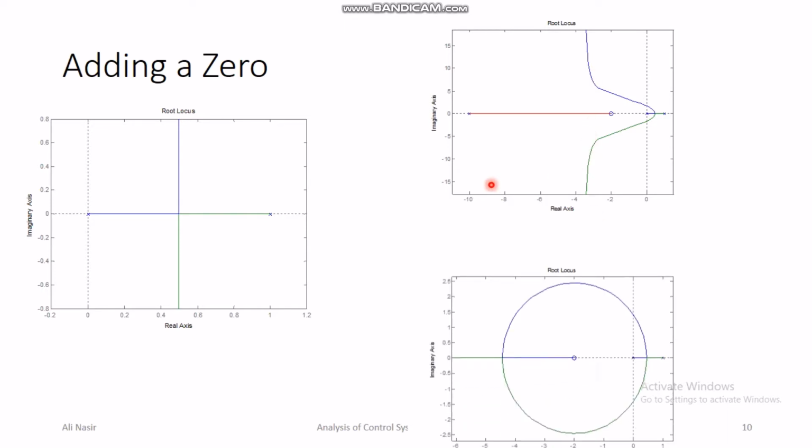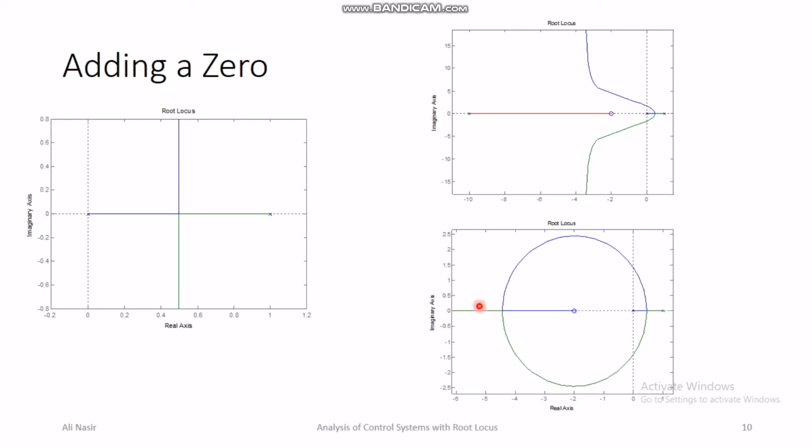But if we remove the extra pole that we added, and we add only the zero, then the bending is more, you can say it is more rigorous, or whatever word you want to use, that this bending is more compared to this bending, because here we are also decreasing the difference between the number of poles and zeros.